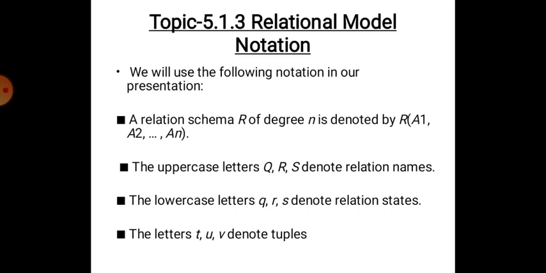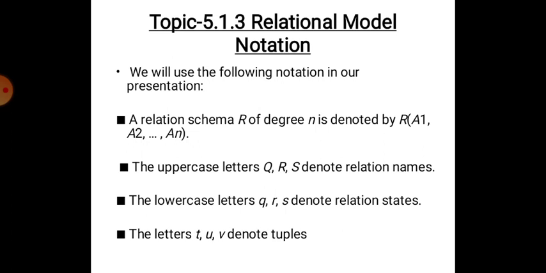We shall use the following notation in our presentation. 1. A relation schema capital R of degree n, that means there are n attributes in the relation R, is denoted by R(A1, A2, up to An). That means a relation is denoted by R in brackets, with attributes listed and separated by commas. The uppercase letters Q, R, S denote relation names. That means relation names are denoted by capital letters.